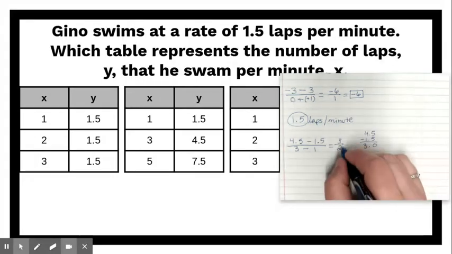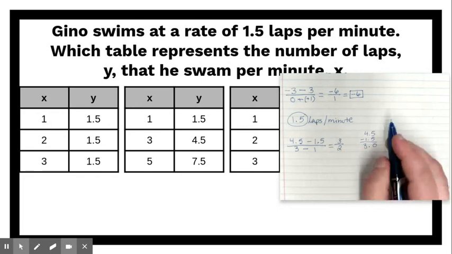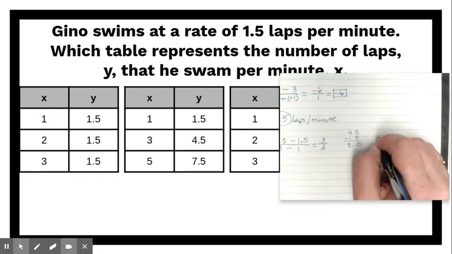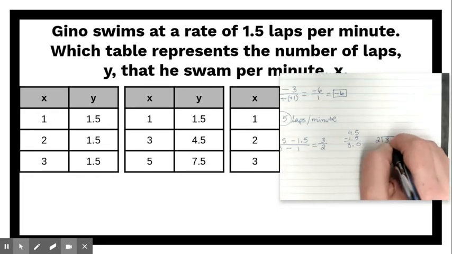Okay, so that's 3 over 2, but I want it in decimal form, so let's figure it out. So let's do 2 into 3. So 2 divides into 3 one time.